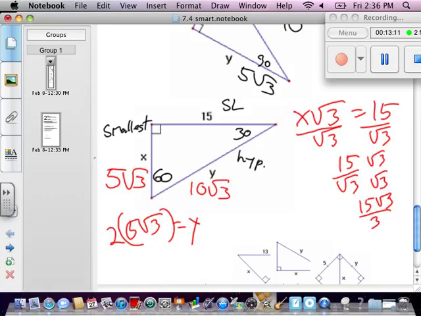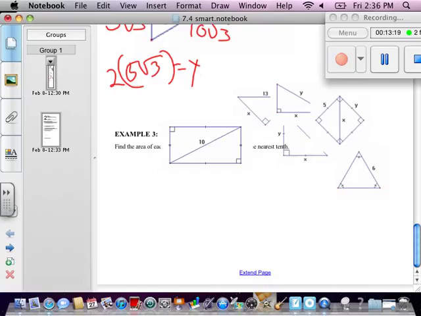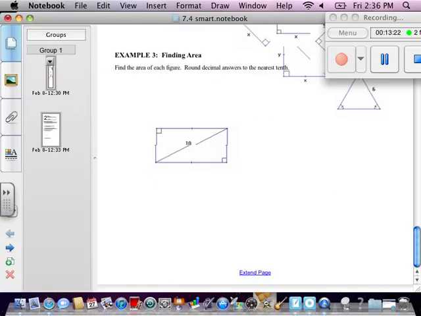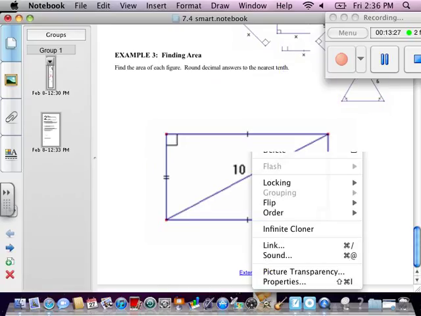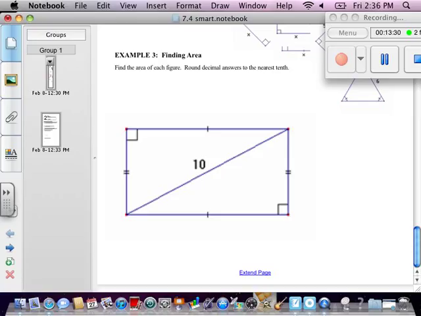I'm going to do one of the area problems. So I'm moving all the way down to example 3. I'm ignoring the other ones, and I'm doing example 3. Okay. This says that this is 30 degrees right here. So it's a 30, 60, 90, and I have the hypotenuse. How would I find this side over here?